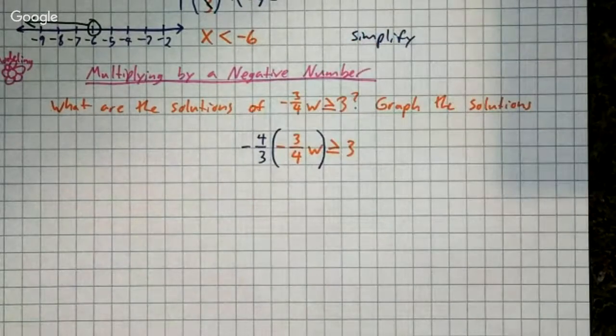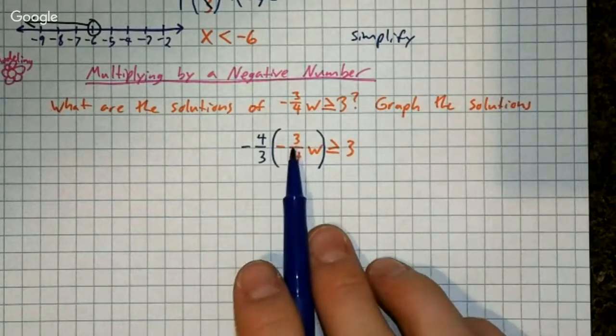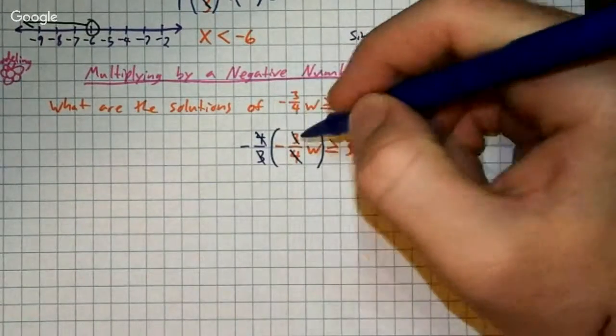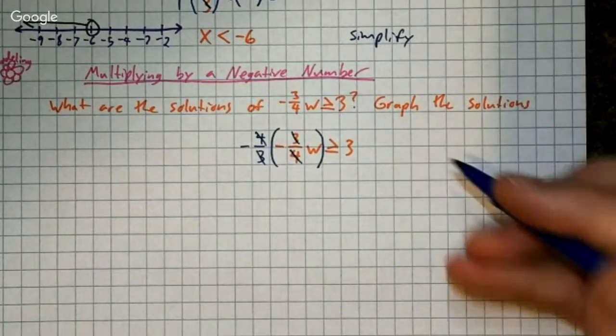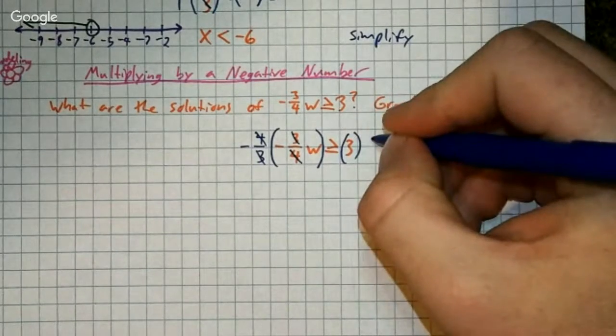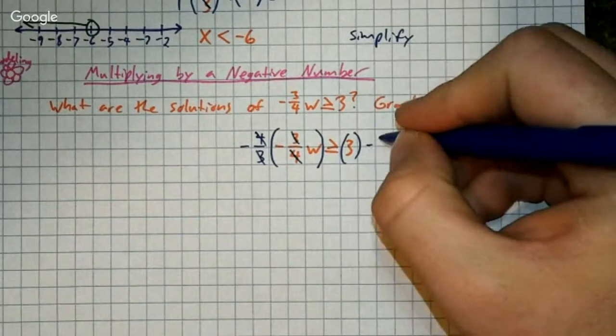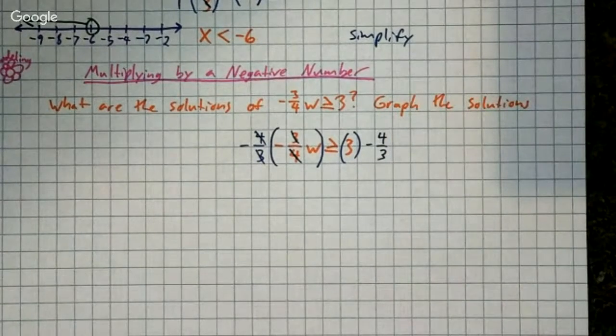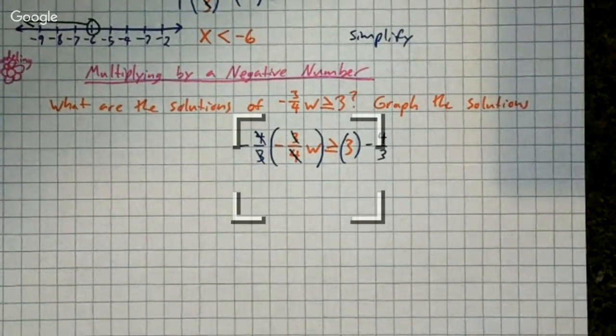3. We know that a negative times a negative will be a positive. The 4's will cancel out. The 3's will cancel out, and we'll be left with W. This side, we're going to do the same thing and multiply by negative 4 over 3. Now, very important thing to remember.